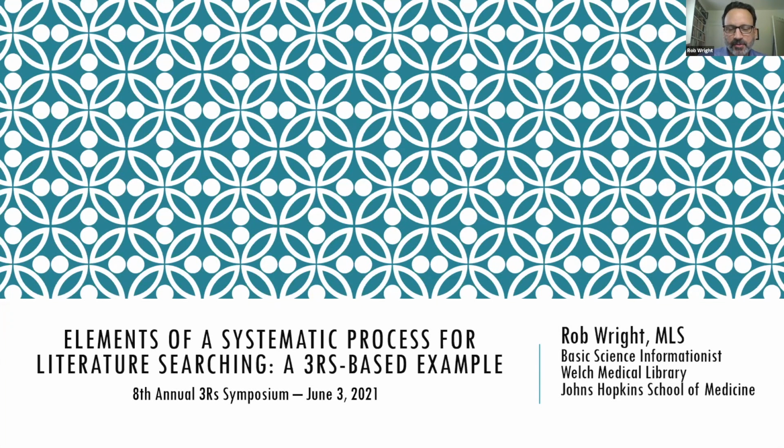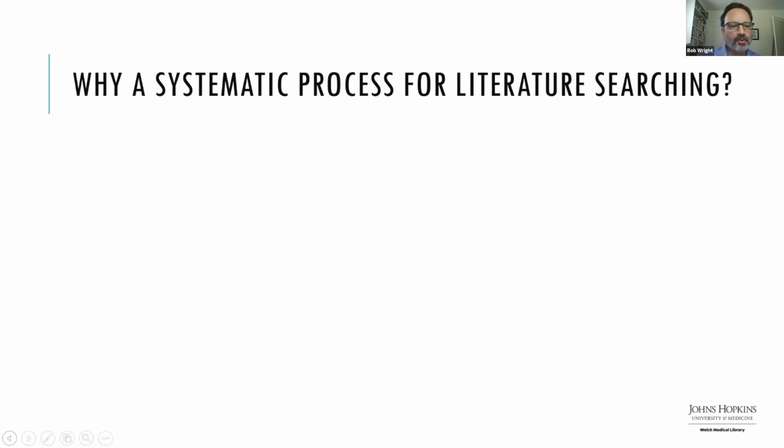So as Christina just mentioned, I'll be talking about a systematic process for literature searching and use a 3Rs-based example in a commonly used and freely available biomedical database, namely PubMed. So why a systematic process for literature searching?